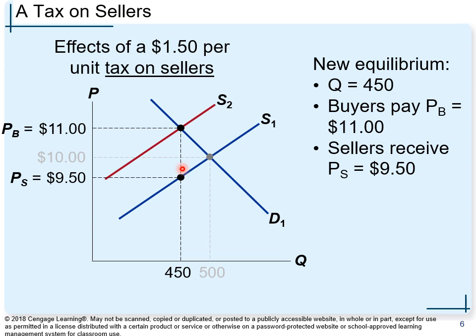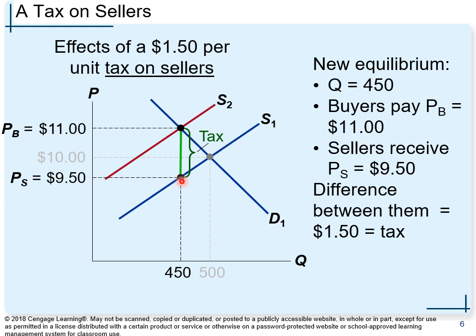So that's bad both for consumers and for restaurants, for sellers here. It increases the price that buyers pay from $10 to $11, and it decreases the price per unit that the firms receive from $10 to $9.50. That difference between what buyers pay and what sellers receive per unit, that is the $1.50 of the tax, right? So the government is going to tax by this amount of those 450 pizzas.